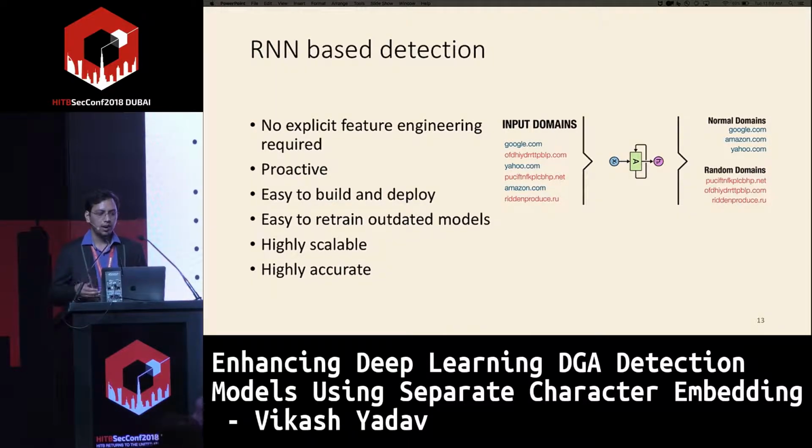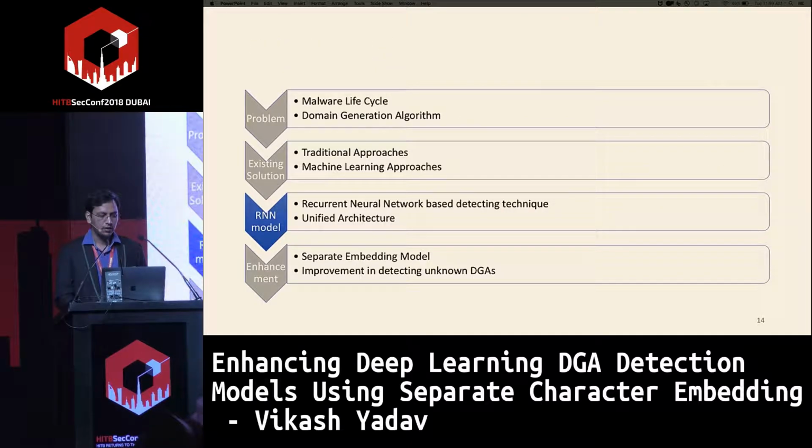If your algorithm is becoming outdated, you can simply add new DGA samples, retrain your model, and deploy it back. It's very easy to deploy these models. It's highly scalable, and highly accurate in detecting these DGAs. We're going to go in depth on this technique: what the different components are, how these pieces fit together, and what detection accuracies we can expect from this technique.